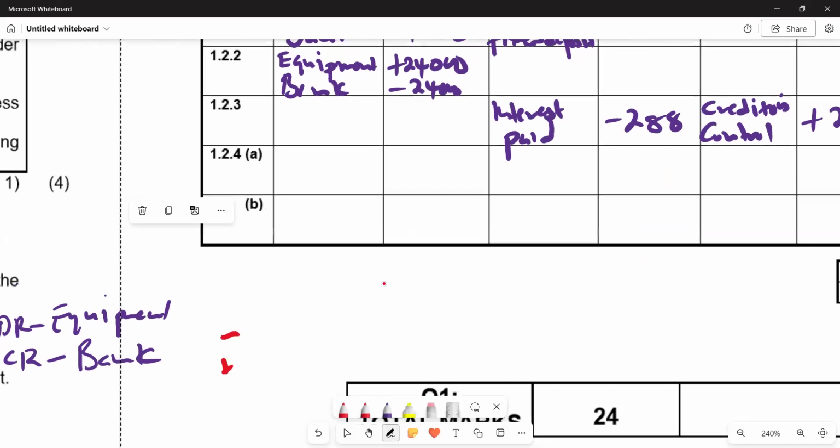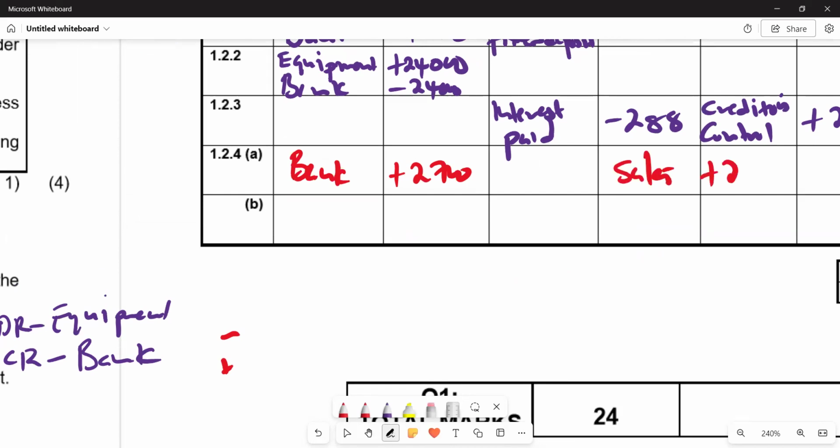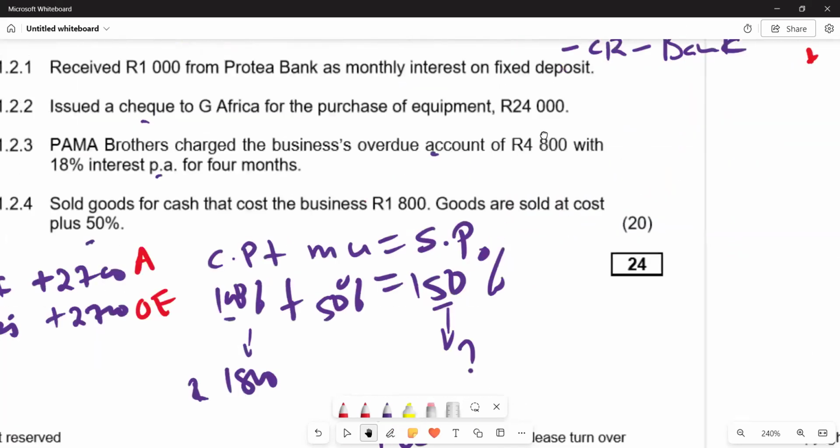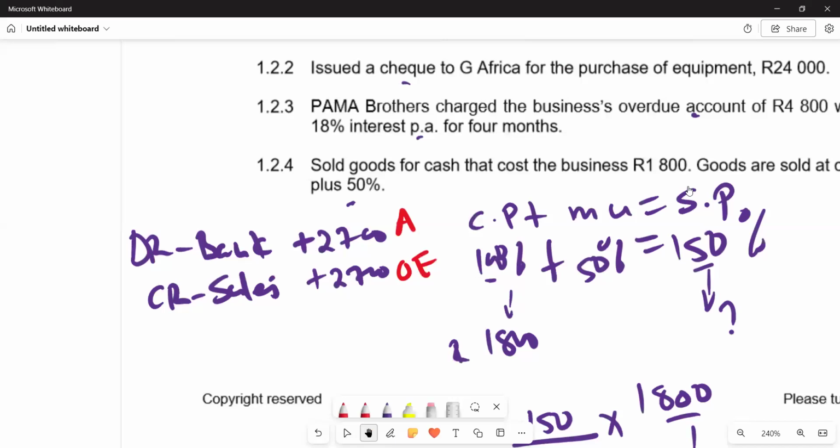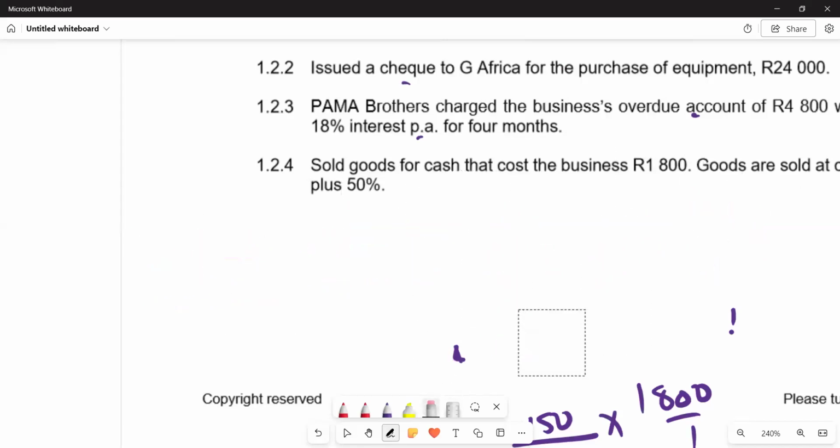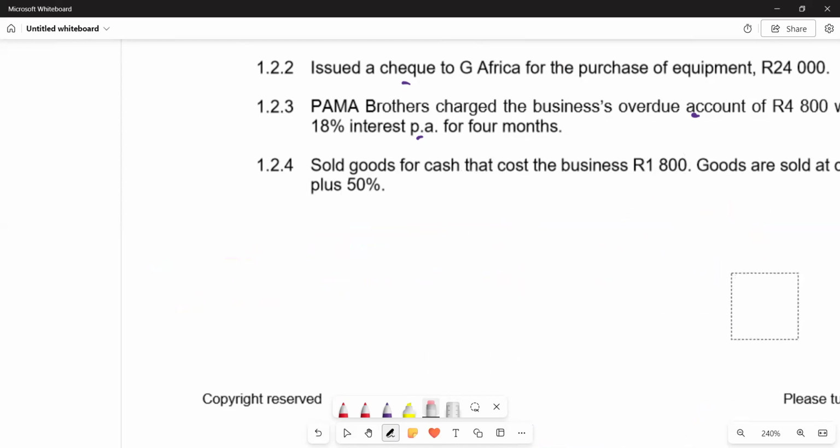So the first double entry is on selling price, which is at the sales, whereby we are debiting bank, and it's a plus 2,700. And on owner's equity again, we are going to have our sales and a plus 2,700. Then we go to the cost price now. On the cost price, we can just remove this so that we can have some space.